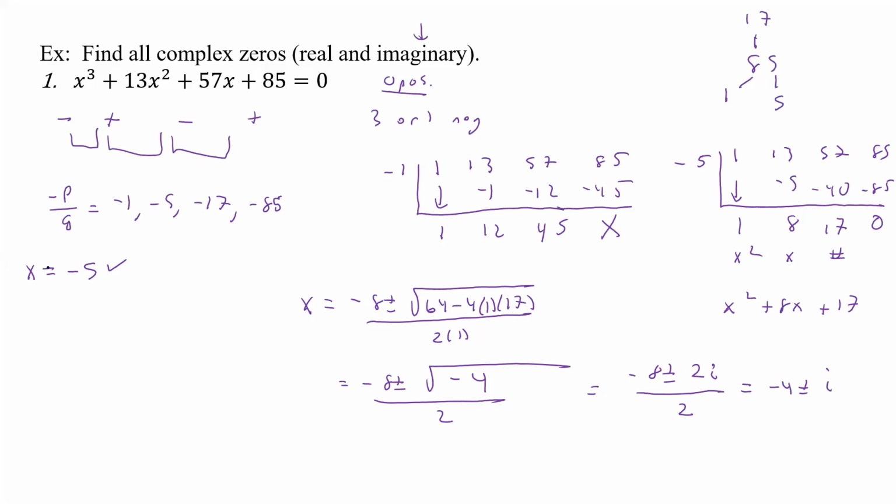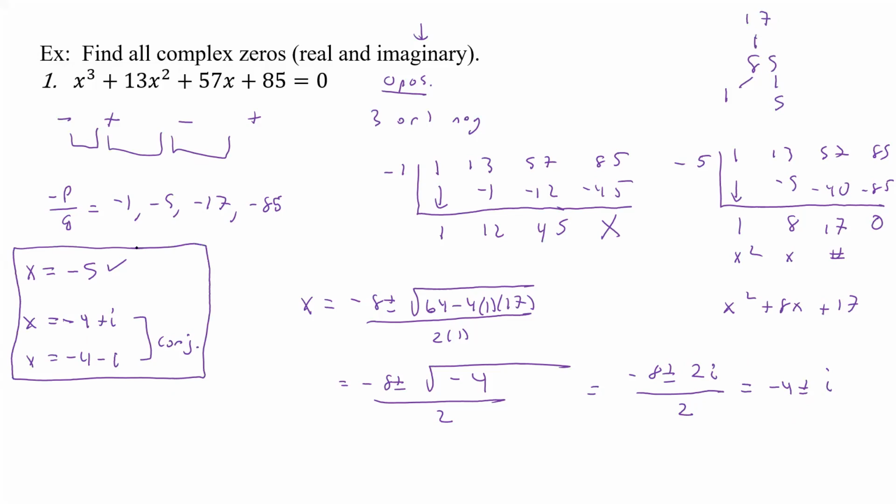Okay, and so we're going to have x equals -4 plus i, and x equals -4 minus i. Those are conjugates, which is what we need. And so then we have our 3 terms. And so that meant we had 1 negative and then 2 imaginary values here. All right, so that's how we found all the complex zeros here: -5, -4 plus i, and -4 minus i.